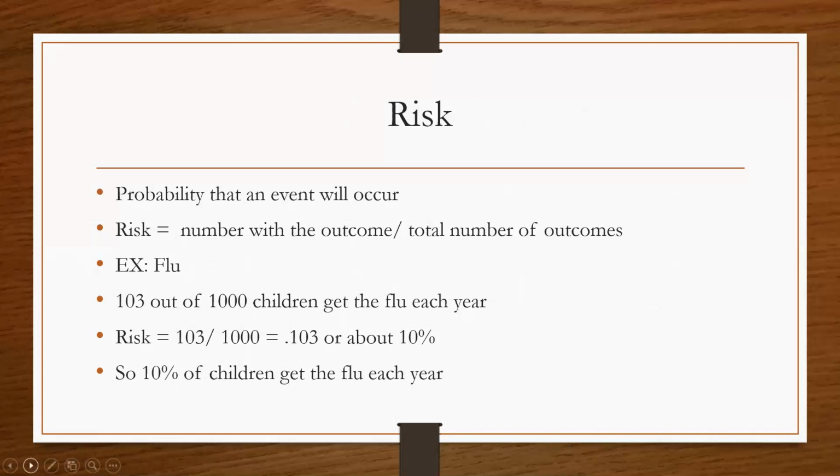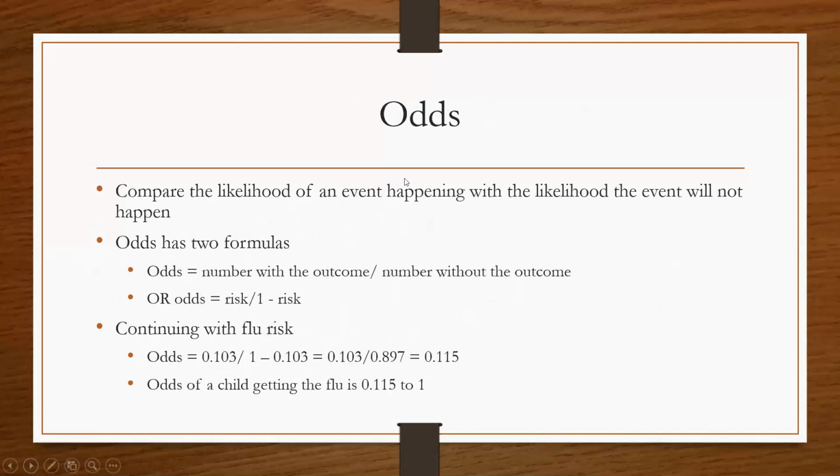Not to be confused with odds, which is comparing the likelihood of event happening versus the event not happening. So it has two different formulas. It only really makes sense to use formula 2, with the risk divided by 1 minus risk, if you've already had to calculate the risk, because if not, then it's just an extra step of calculating that and then using that equation. I think the easier one to use is just the number with the outcome divided by the number without the outcome.